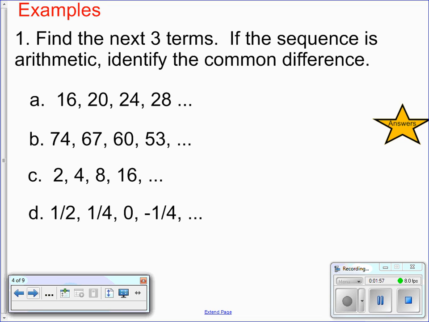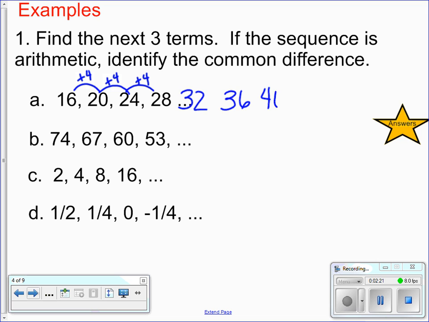Some examples. It says find the next 3 terms. If the sequence is arithmetic, identify the common difference. So here I'm going from 16 to 20, that's plus 4, and then to 24 is plus 4, and then to 28 is plus 4. So my next 3 numbers would be 32, 36, and 40. And my common difference is 4.